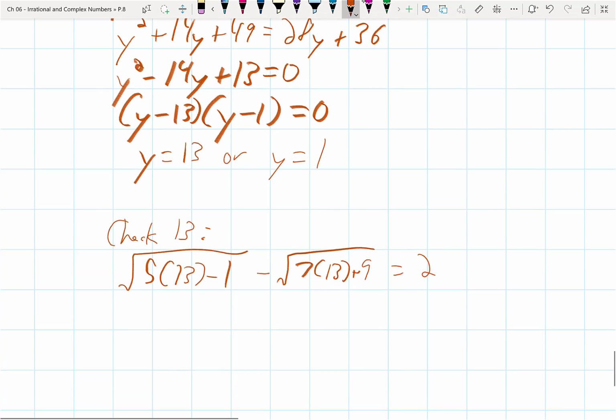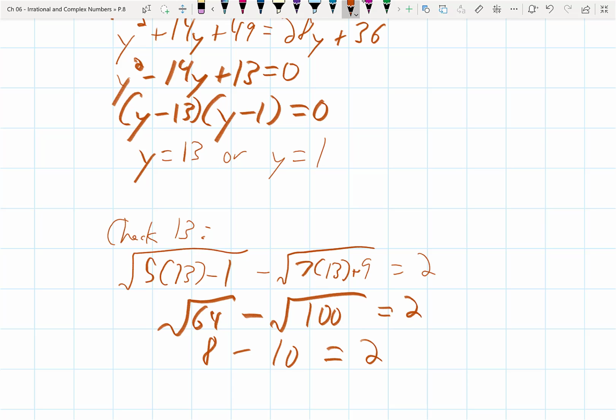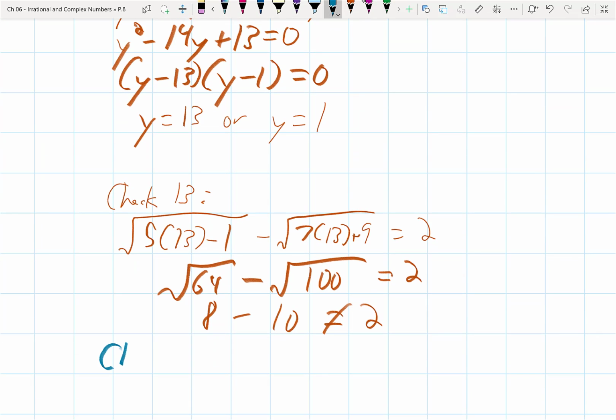So 5 13s is 65. 65 minus 1 is 64. Root 64. 7 times 13 is 91. 91 plus 9 is 100. And I get 8 minus 10 is equal to 2. It was close, which means that 13 was the wrong answer, which means the 1 is probably wrong too.